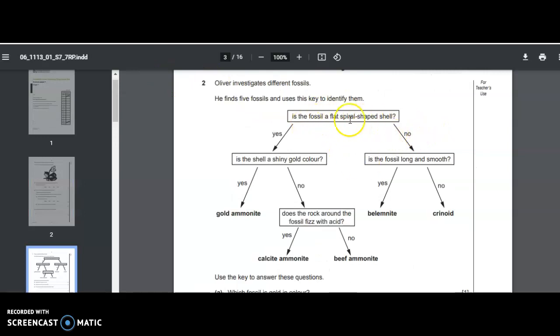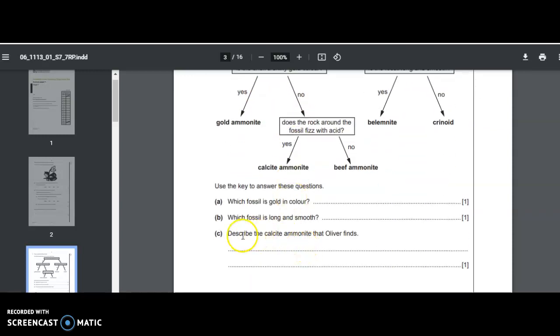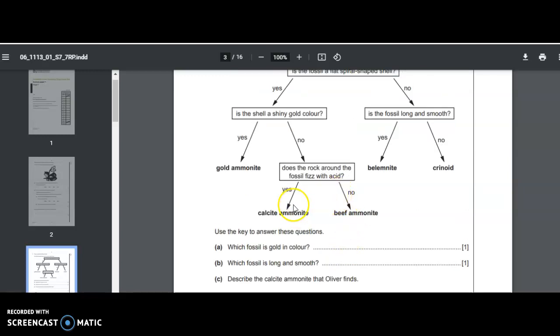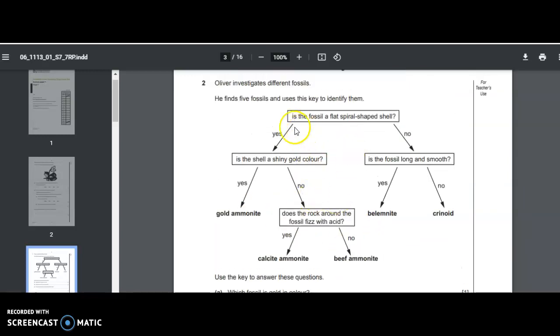On this question, you will follow the characteristics: this is the characteristic, and this is if the fossil possesses those characteristics or not. The question that I want to talk about is the C part. Describe the calcite ammonite that Oliver finds. Well, we can describe it. The best answer is, of course, so yes, right? So we know it's on this side. So the best answer is that it's flat and has a spiral shell.